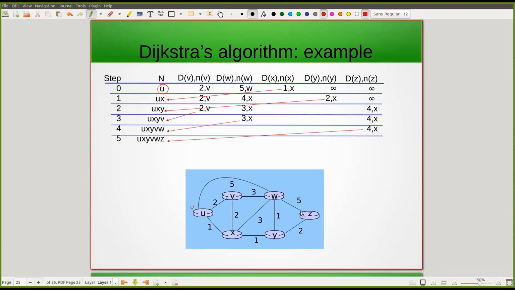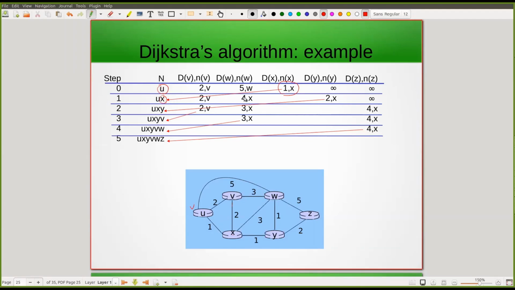Then it is going to add the next neighbor, which has the minimum cost. The minimum cost is going to X, which is 1, from U. So now it adds the next node, that is X. When it adds X, it recalculates the paths. The cost of going from U to V via X is 3, but I already have 2, so I will keep it.